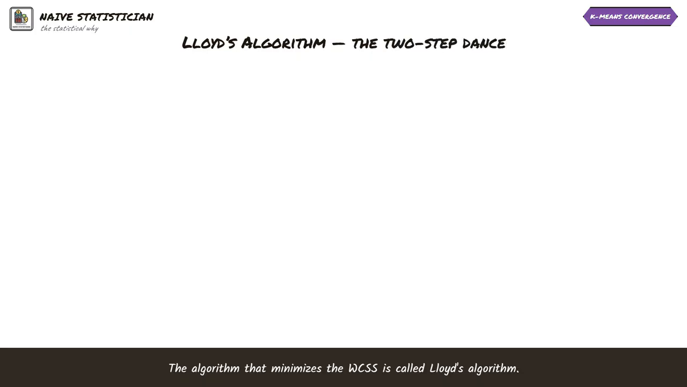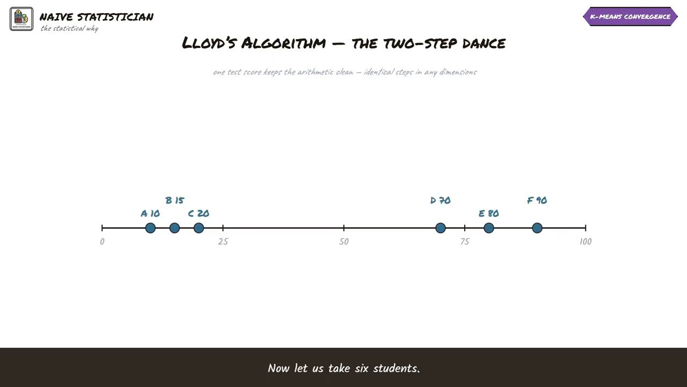The algorithm that minimizes the WCSS is called Lloyd's algorithm, and it uses only the 2 steps from our loop, repeated. To keep the arithmetic clean, let us cluster students on a single test score. The steps are identical in any number of subjects. Now let us take 6 students. A scored 10, B 15, C 20, D 70, E 90, F 80. We want 2 circles, so K is 2.